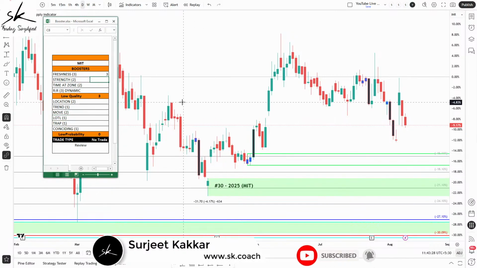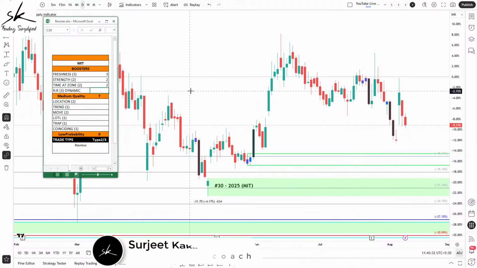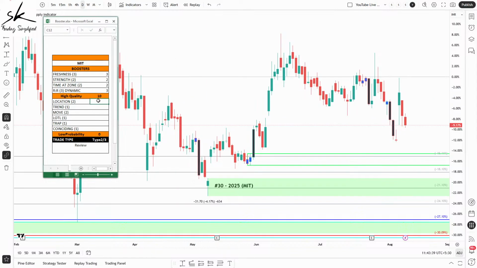Strength, we have a gap, which is a score of 2. Time at the zone, we only have one candle in the basing, which is again a score of 2. Reward to risk ratio, we will take it as an assumption, though it can change based on the arrival. But at the time of analysis, we'll always assume that we will have the reward to risk ratio, because anyhow, if the RR is missing, we'll not be participating in that trade.